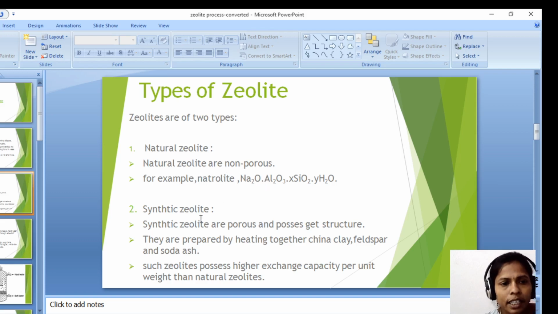And the synthetic zeolite, which has a porous structure, is prepared by heating together china clay, feldspar and soda ash. So by mixing all these and heating the mixture, we can get the synthetic zeolite. So how are we preparing the synthetic zeolite? By heating together china clay, feldspar and soda ash. Such zeolites possess higher exchanging capacity per unit weight than natural zeolite. So it has more exchanging capacity than the natural zeolite.